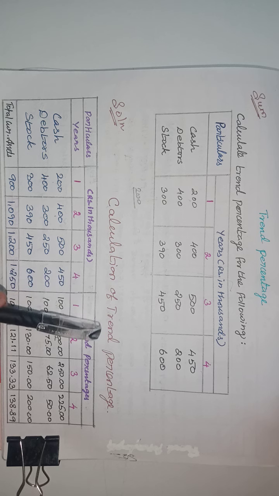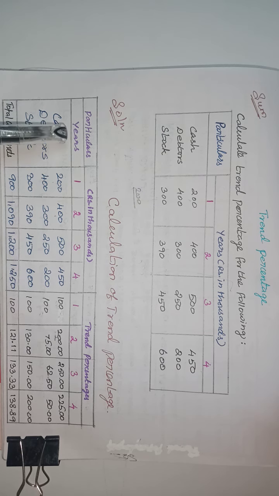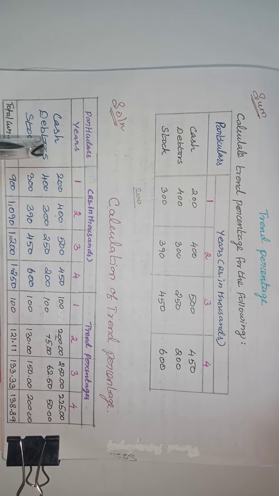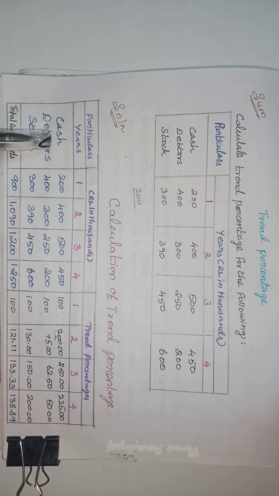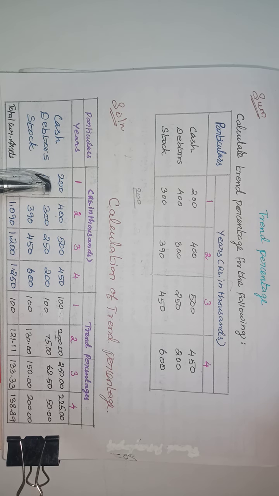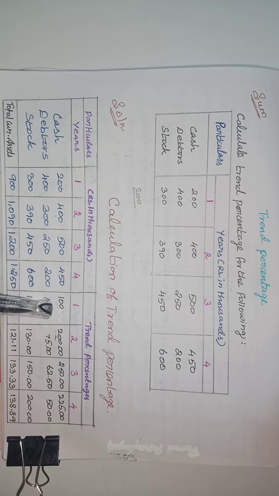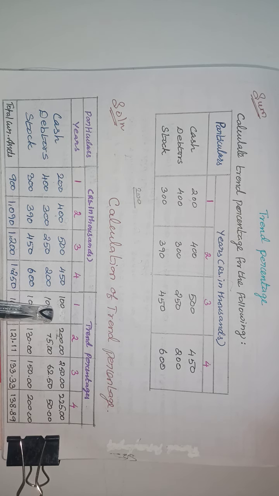So for calculation of trend percentage, we have to provide 3 columns. One is particulars, another is rupees in thousands for 4 years, then trend percentage for 4 years. The basic year is the base year, so 100% is to be given. For example, cash in the first year is 200. So for the first year, we give 100%.